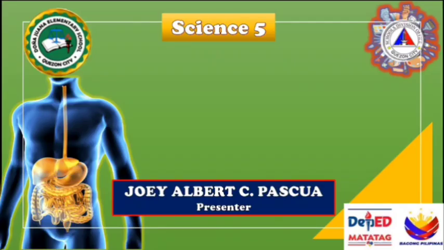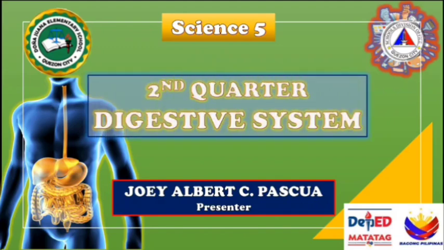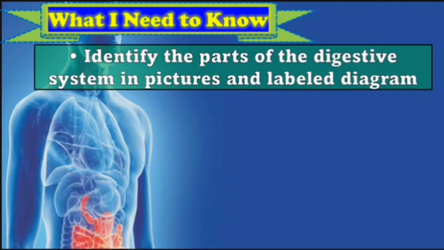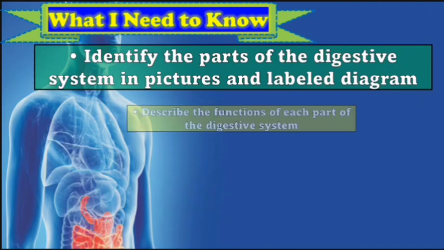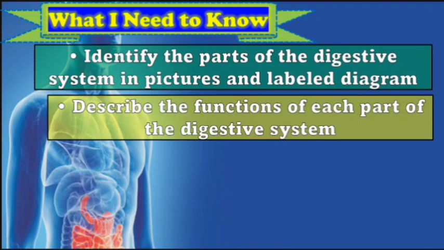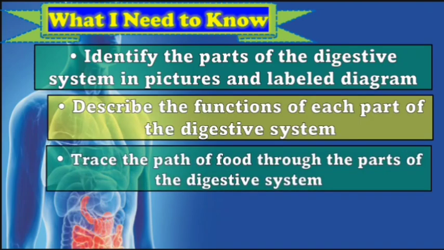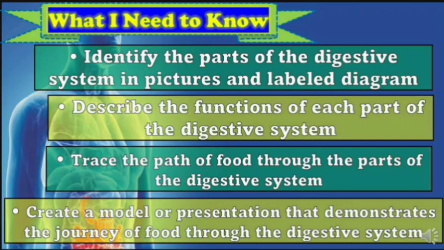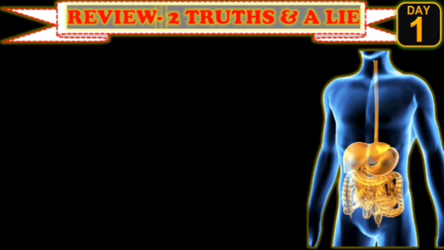For our lesson in science, week 1, we're going to discuss about the digestive system. So at the end of the lesson, pupils are expected to identify the parts of the digestive system in pictures and label diagram. Describe the functions of each part of the digestive system. Trace the path of food through the parts of the digestive system. And then the last one is to create a model or presentation that demonstrates the journey of food through the digestive system. So let's have a review.